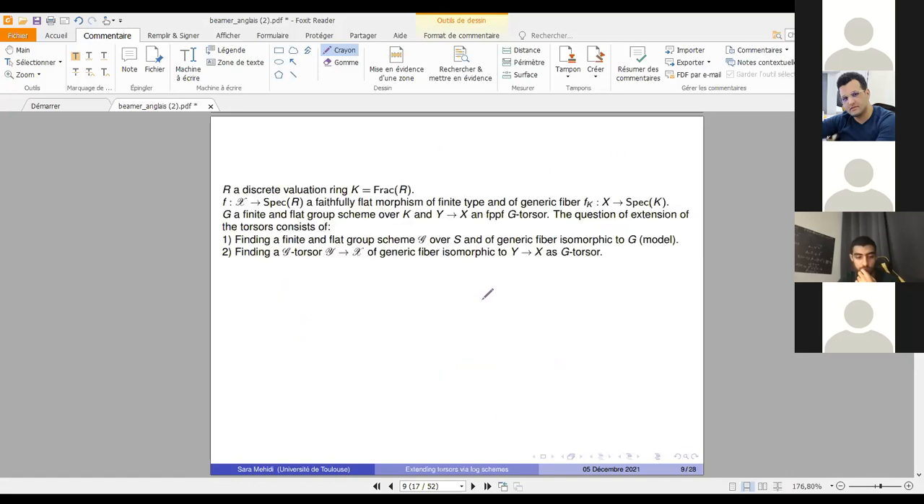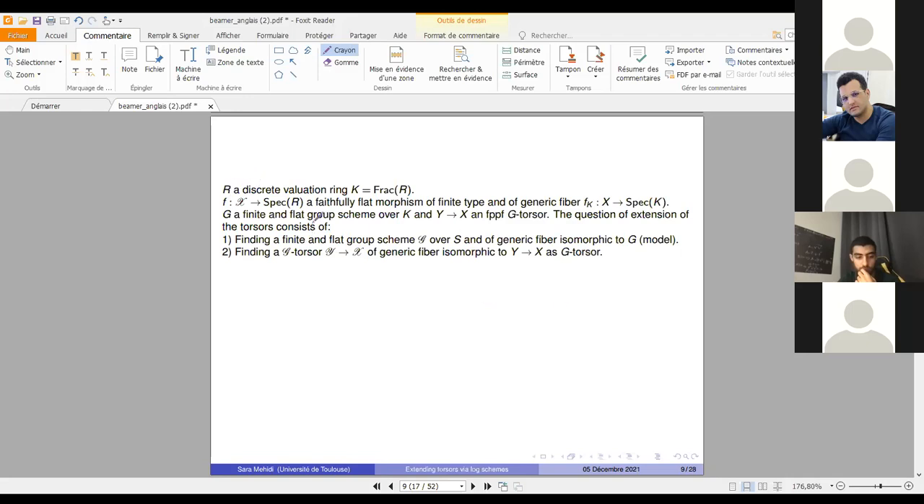Now, we've been interested in the question of extension of torsors. Given a torsor defined over a curve, I would like to extend the torsor over some family of curves. Here, I explain the setting.